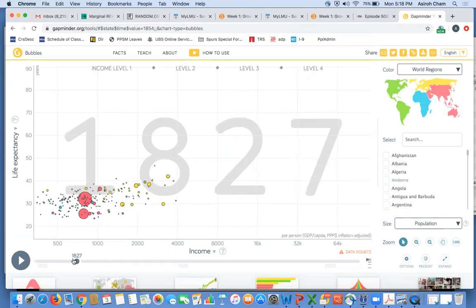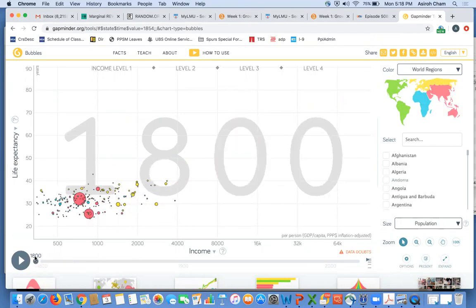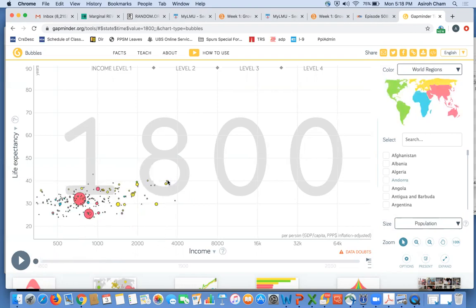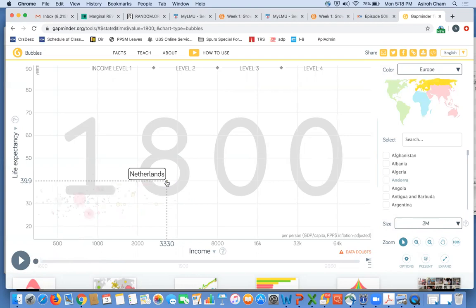Okay. Roll this back. So again, each one is a country. The size. By the way, we can see a little bit of the relationship back in time is still positive, that your richer countries back in 1800, the UK and Netherlands, have the highest life expectancies. Although those life expectancies back then are quite low, 38.6, 39.9.